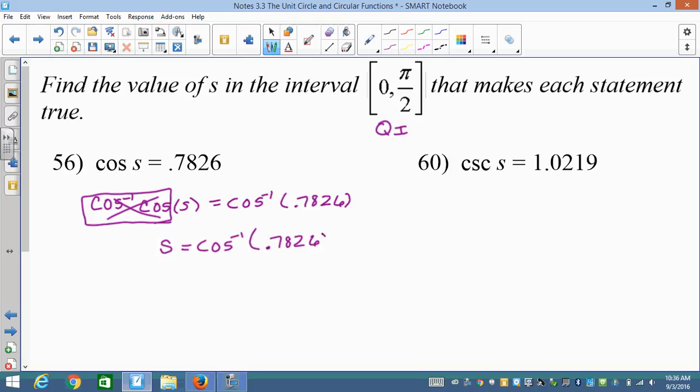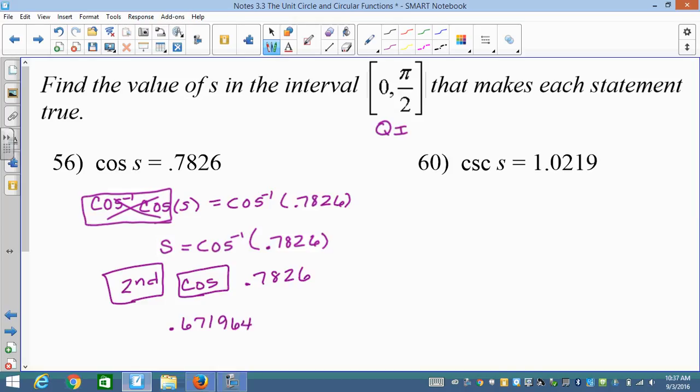0.7826. Notice it's less than 1. That's okay for cosine. And you're going to plug this into the calculator exactly like that. So you're going to do second cosine. Make sure your calculator's in radian mode. And then 0.7826. And that should give you back 0.671964865.